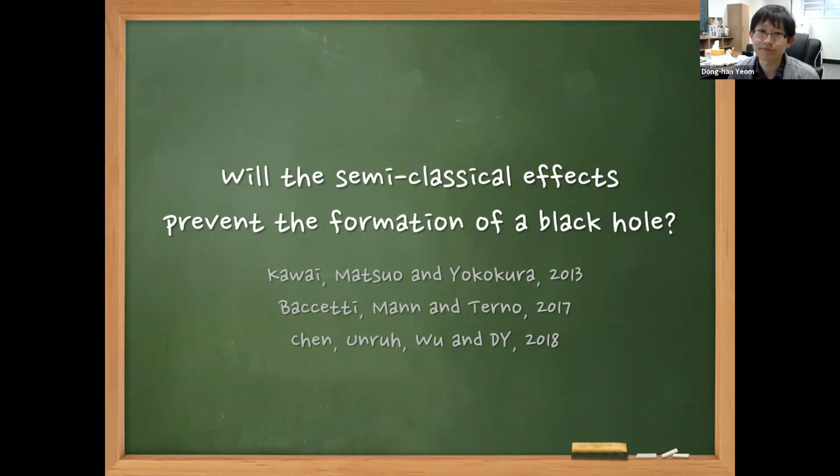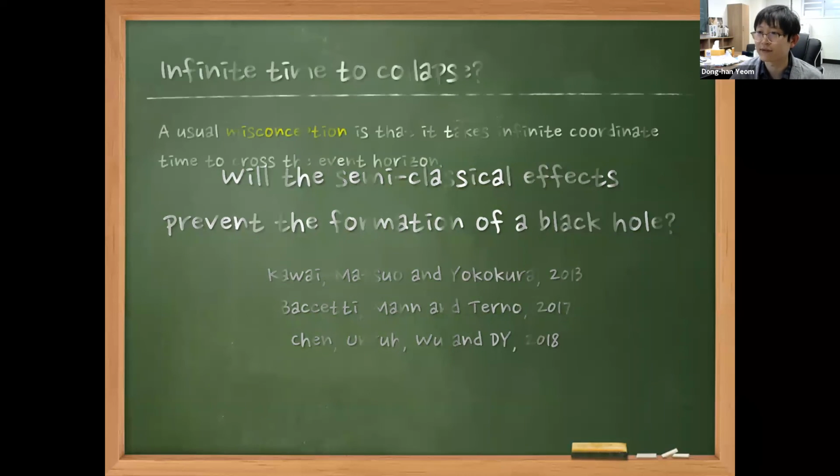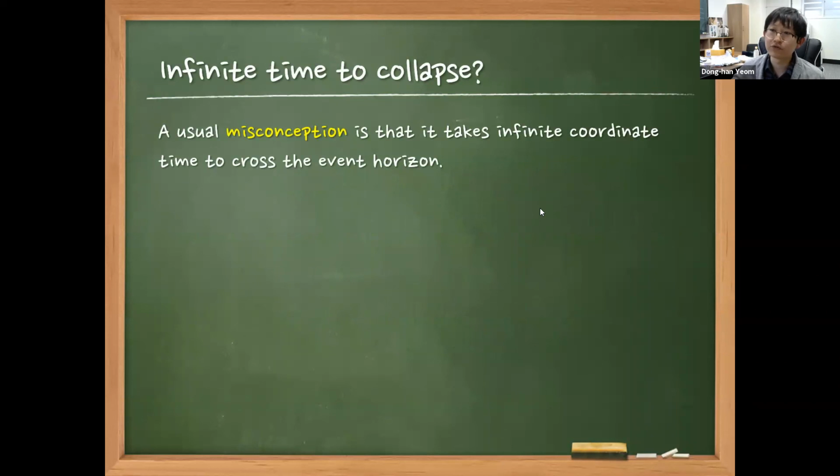Finally, let me mention this question. Will the semi-classical effect prevent the formation of a black hole or not? The usual misconception is something like this. In terms of the coordinate time, if you fall into the black hole, how long does it take? In terms of the coordinate time, it takes infinite time. So this means that it takes infinite coordinate time to cross the event horizon.